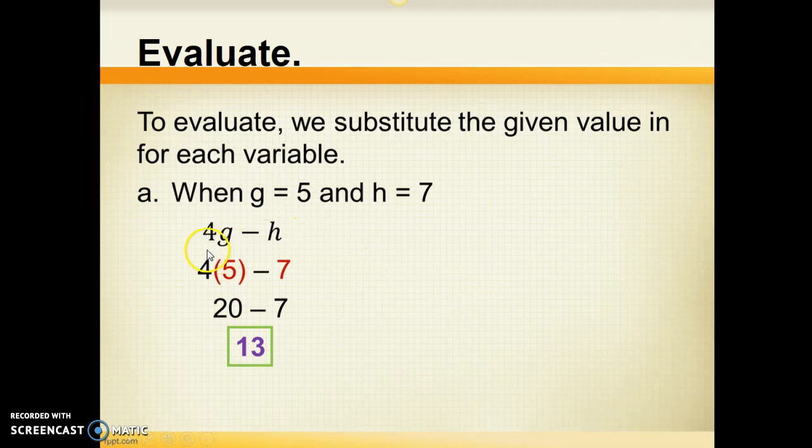In this example, remember when we have a number and a variable side by side, that means multiplication. So you will have 4 times G, and in this case, G is 5.